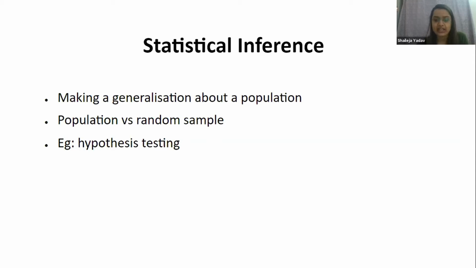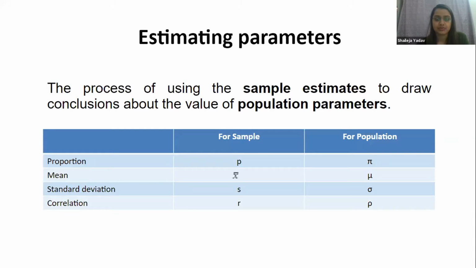Usually, hypothesis testing will be done in an interventional study, in an experimental study, or in a correlational study. Descriptive studies generally will have a research question. They wouldn't generally have a hypothesis. So the process of using the sample estimates to draw conclusions about the value of population parameters, that is what we will be doing when we test the hypothesis. But before that, we have to understand what the sample estimates and the population parameters are.